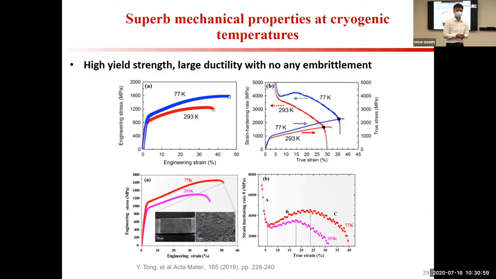And people also conduct a lot of studies at cryogenic temperatures. It's demonstrated that this type of nanoparticle strengthened high entropy alloy shows excellent mechanical properties at liquid nitrogen temperatures, with high yield strength, large tensile ductility, and almost no embrittlement effect. So I won't talk too much about this. It's actually in some manner similar to the room temperature behavior.